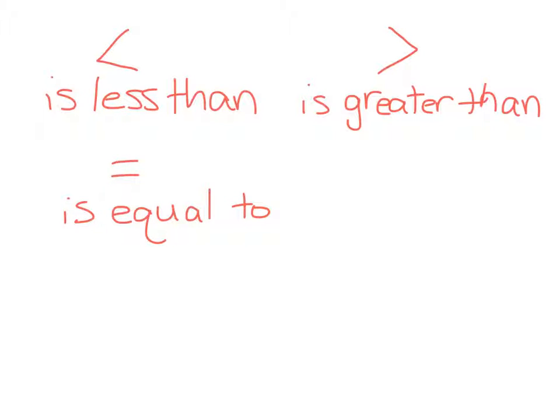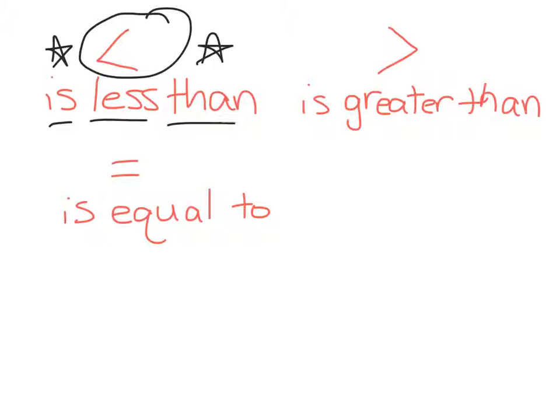I want you to remember that you've used these symbols before, and these symbols help us to compare numbers. The first symbol is this one right here, and this symbol tells us that the number over on this side of the symbol is less than the number on this side of the symbol. And you can see here it says is less than.